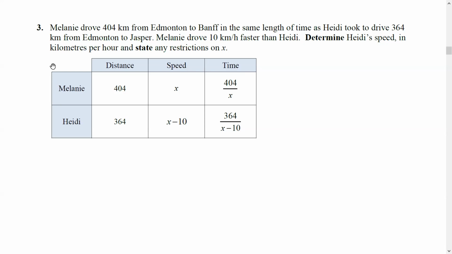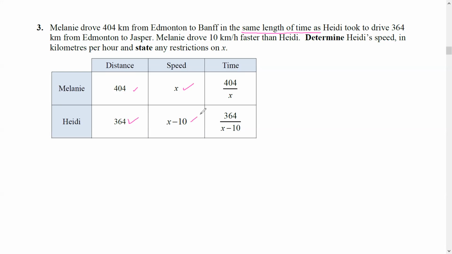So we've got Melanie driving 404 kilometers from Edmonton to Banff in the same length of time as her friend Heidi drives from Edmonton to Jasper. Melanie is driving 10 kilometers an hour faster than Heidi. Let me look at my table here. Okay, there's my distances. Here's Melanie's speed, and they said Heidi's actually going 10 slower, so they switched it up a little bit when they typed up the table.